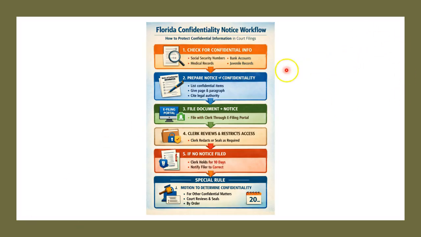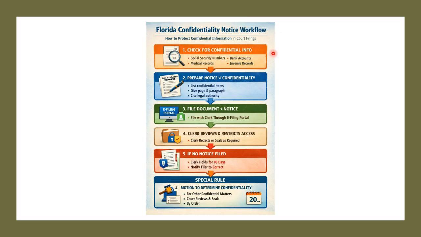So your workflow, the paralegal needs to check the document they're drafting. If you think about dissolution of marriage, there's a lot of confidential information that just goes in there automatically. But prepare a notice of confidentiality, list the confidential items, give a page and paragraph, and cite the legal authority, the rule, if it is in fact one of those on that list earlier in Rule 2.240. In the Notice of Confidential Information, explain what's confidential.